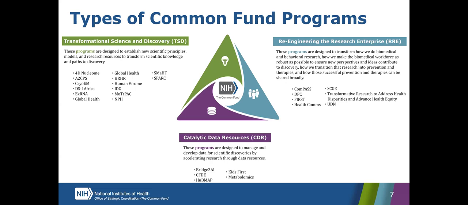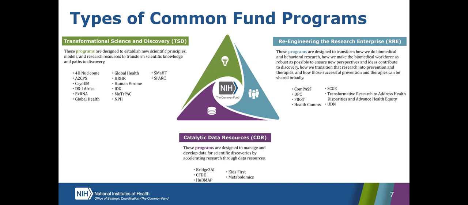outcomes. On the top left, we have our transformational science and discovery programs. These programs are designed to establish new scientific principles, models, and research resources that will transform scientific knowledge and pathways to discovery. Examples include 4DN, XRNA, and MotorPack.